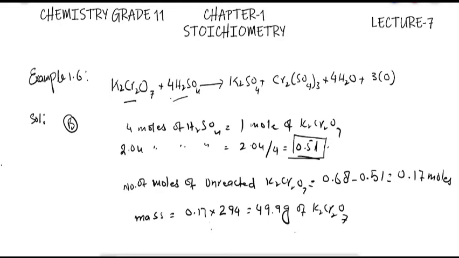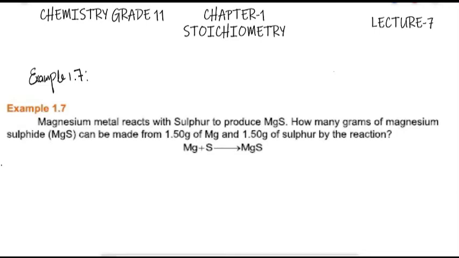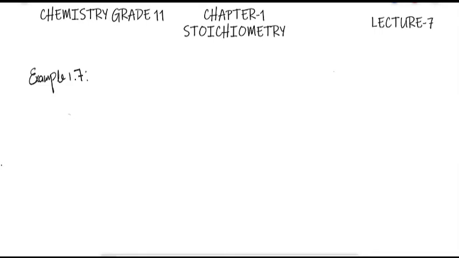Next is example 1.7, and the question states that magnesium metal reacts with sulfur to produce magnesium sulfide. How many grams of magnesium sulfide can be made from 1.50 grams of magnesium and 1.50 grams of sulfur by the reaction magnesium plus sulfur leading to magnesium sulfide. So let me write down the balanced chemical equation that is already given. We have magnesium metal reacting with sulfur to produce magnesium sulfide.